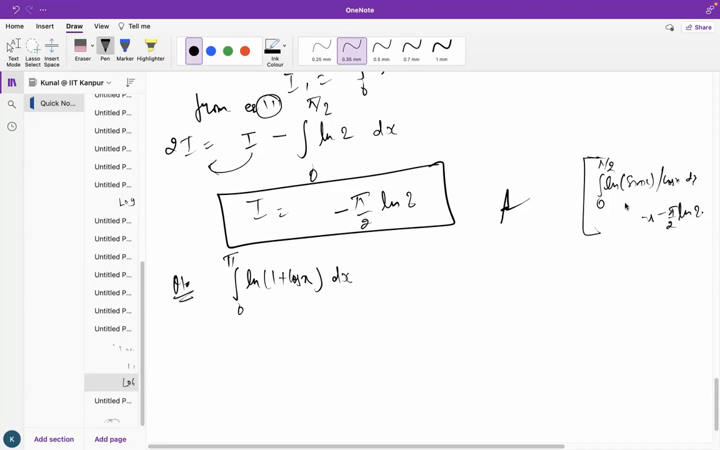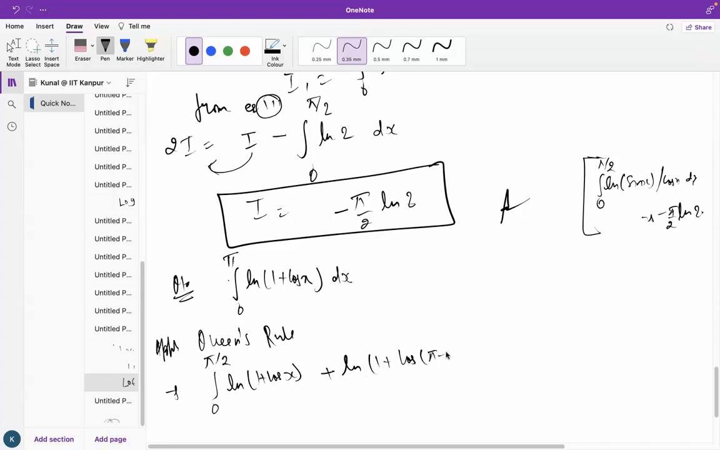Right. But okay, let's start. We have to make its limit half. There is one way which we already know. This is Queen's rule, so apply Queen's rule here. When we apply the Queen's rule here, what do we get? We get the integral from 0 to pi by 2 of f of x plus f of pi minus x. So we write ln 1 plus cos of pi minus x dx.